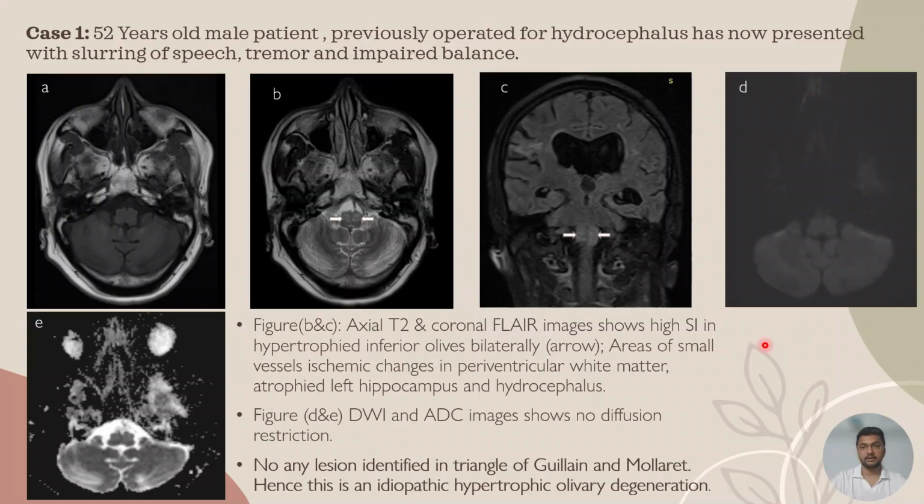The first case: a 52-year-old male patient, previously operated for hydrocephalus, has now presented with slurring of speech, tremor, and impaired balance. We can see hyperintense signal within the medullary olives on both sides, which is T2 hyperintense and FLAIR hyperintense, and shows no restricted diffusion. No lesion was identified in the triangle of Guillain and Mollaret. Hence, this is an idiopathic hypertrophic olivary degeneration.